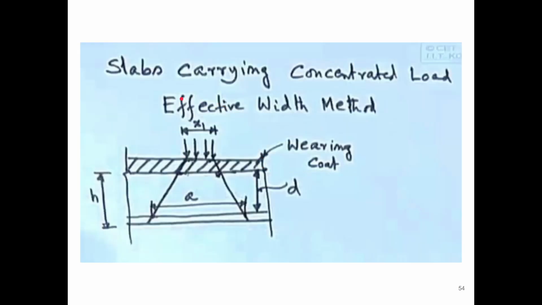So now if the slabs carry some kind of concentrated load instead of UDL, distributed load, then we use the effective width method. So say for example, if there is a load concentrated at a distance x, it will be transferred like this, distributed through the slab in a trapezoidal way. So this is h, the height of the slab, this is the effective depth of the slab, and this is the wearing coat.